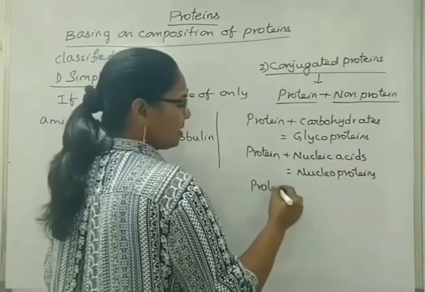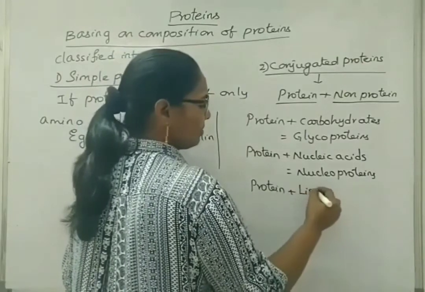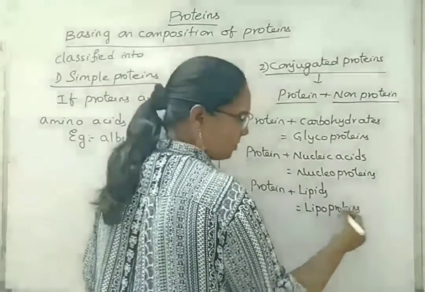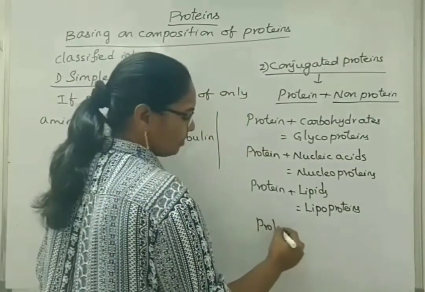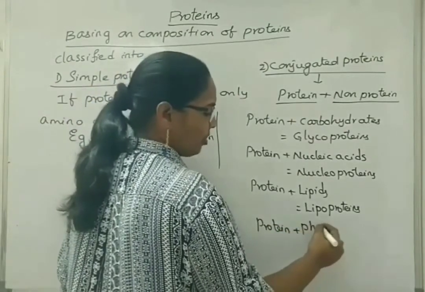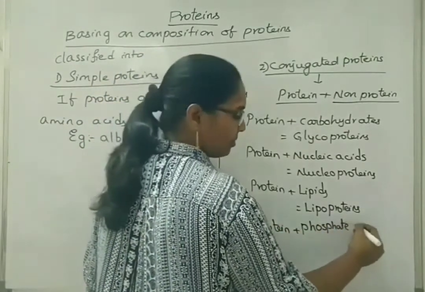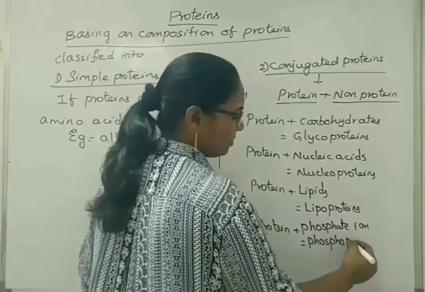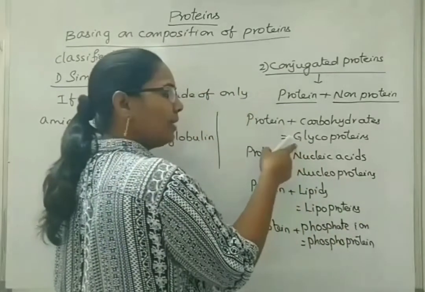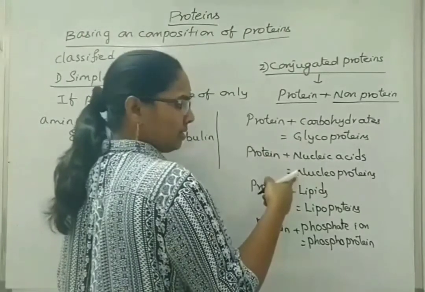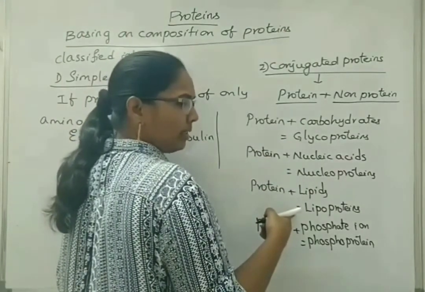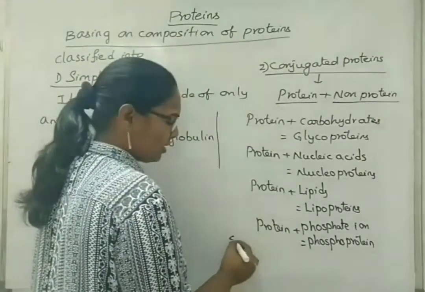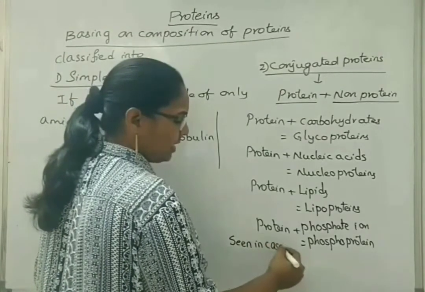Next, protein plus lipids we call as lipoproteins. Next, protein plus phosphate molecule or phosphate ion. These are called as phosphoproteins. This can be seen in case of plasma membrane. This can be seen in genetic material. This can be seen again in plasma membrane or inside the cytoplasm. Then what about this? Phosphoproteins are seen in casein. Casein is a milk protein.